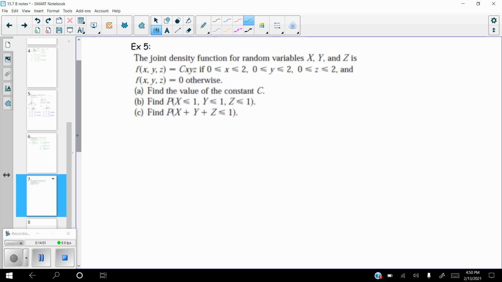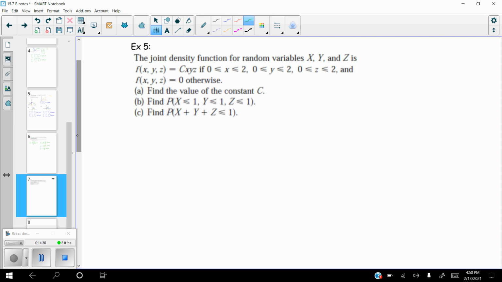probabilities are going to be based upon multiple variables. In this case, they are joint between x, y, and z. We are given that the function is c, some constant, times xyz, if x goes from 0 to 2, y goes from 0 to 2, and z goes from 0 to 2, and f of x, y, z is 0 otherwise. So it has something to do with your probabilities there. In part A, we want to simply find the value of the constant c.